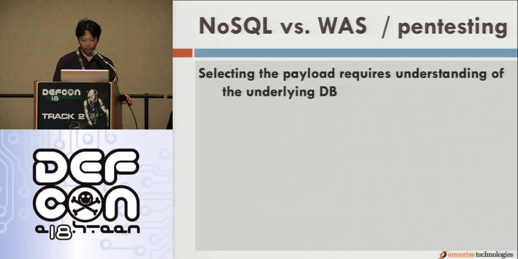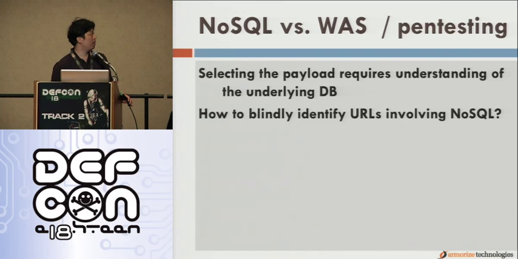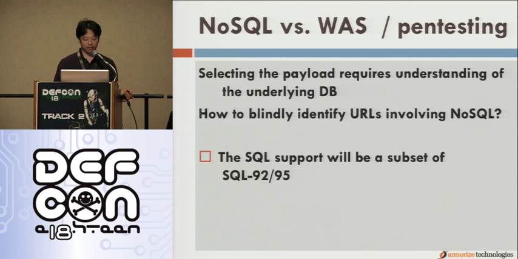Selecting the payload requires understanding of the underlying database. So how do you blindly identify URLs involving NoSQL? When you're a web scanner, when you're a pen tester, you go onto a website, you see a URL, how do you know what's behind it? Are there SQL databases or NoSQL databases? And if there are NoSQL databases, what set of payloads are you going to fire against that URL? Are you going to fire JSON manipulation or JavaScript injection, or are you going to fire a traditional SQL injection attack?